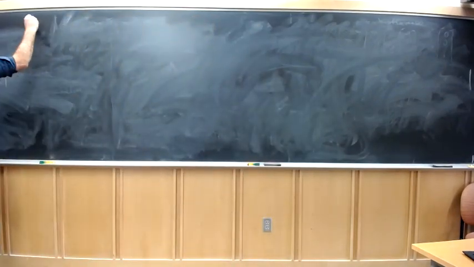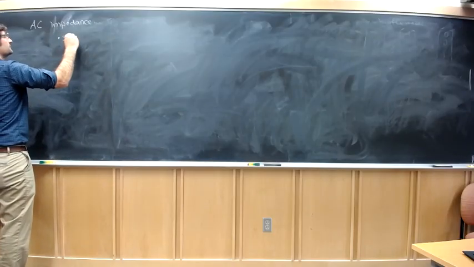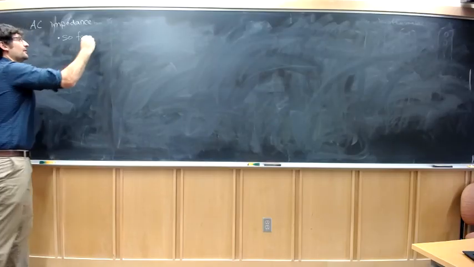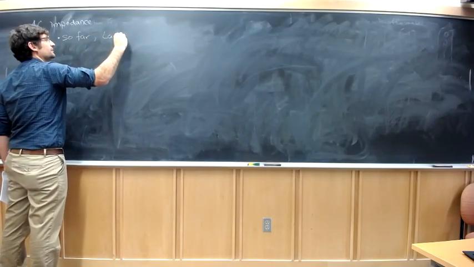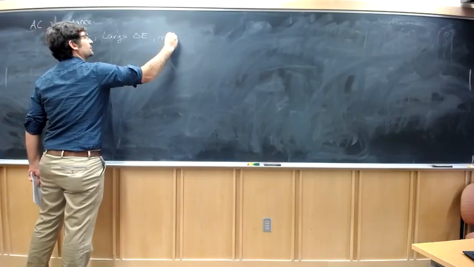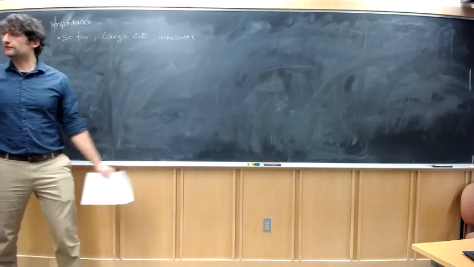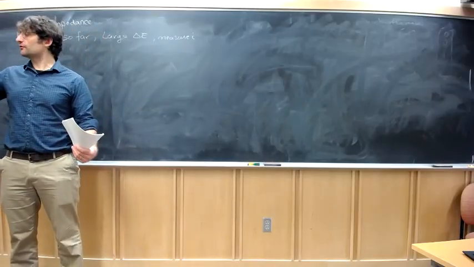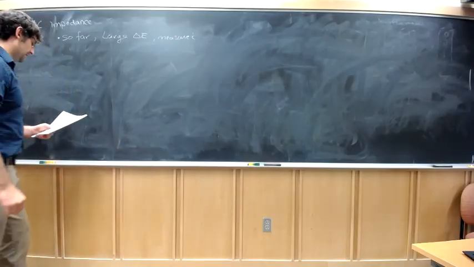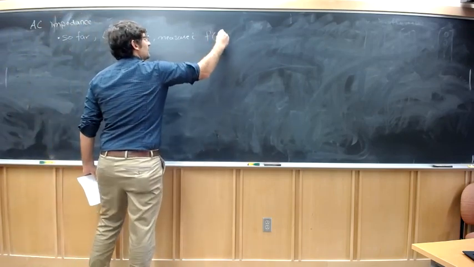To talk about AC impedance. So far, we've largely been talking about large changes in potential and measuring current, right? Those are most of the experiments we've done. We've actually swept the potential over a volt range. We've changed the potential a large degree. And we measure current as a function of time.